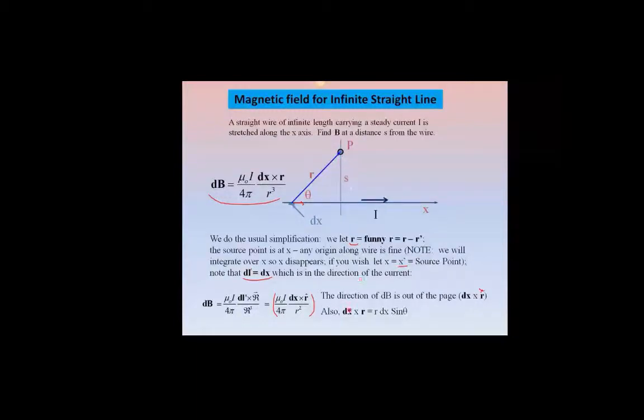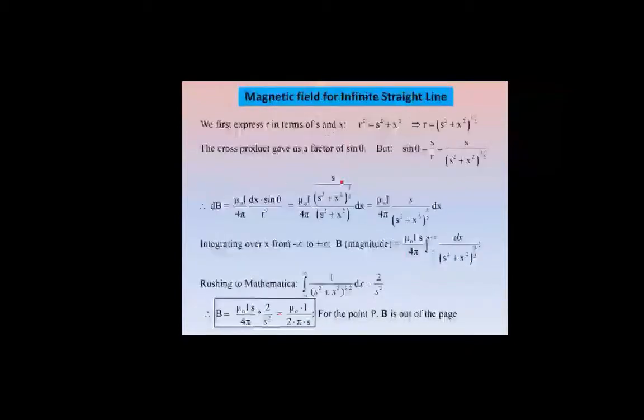we're going to have a vector coming out of the page. So remember, when we take the cross product, the magnitude of this, so if I put magnitude here, is equal to r dx times sine of theta. Theta is between the vector dx and the vector r. So we're going to use that. Let's express r in terms of s and x, and so if you look at the triangle that we had on the previous slide, you'd have r squared equals s squared plus x squared. So you can solve for r.